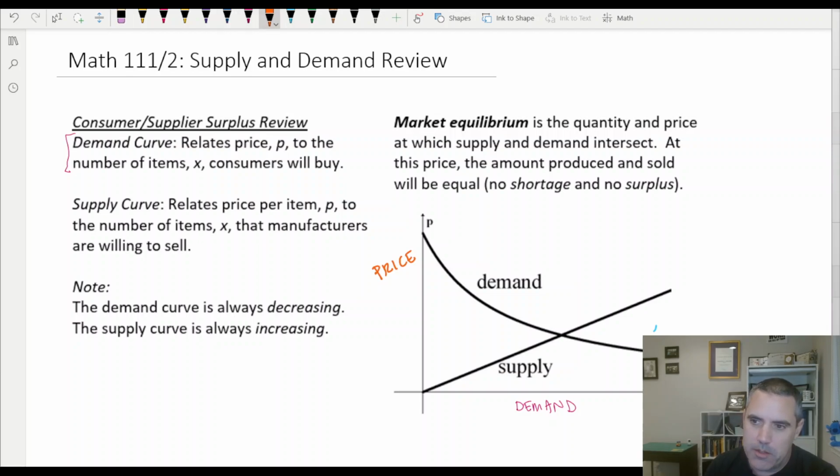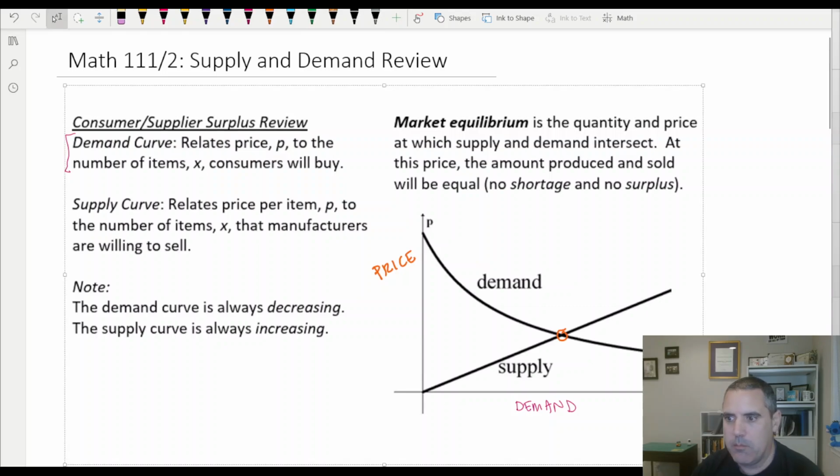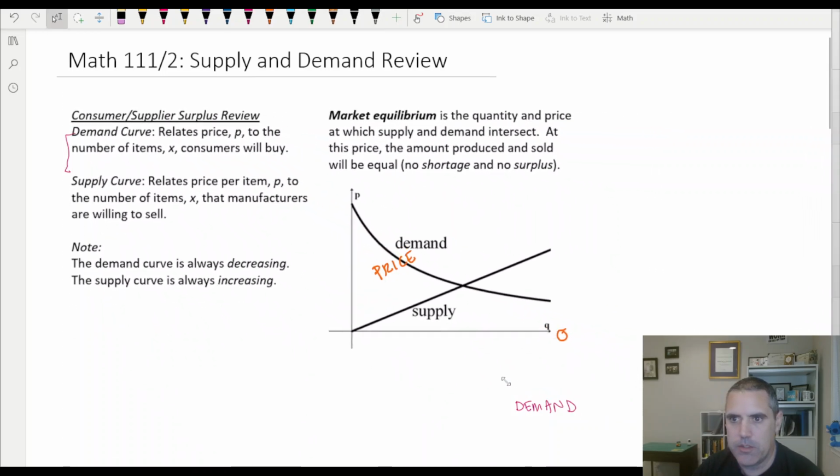But the spot in the middle is when things meet up, meaning the number that people are willing to supply and the number that people are willing to buy are equal. And that's an equilibrium, we say. That's not necessarily good for either party. For the consumer, we'd like the price to be lower, but it means there's not going to be extra stuff on the shelves. Okay, so we do that in Math 111, and I'm going to shrink that down.